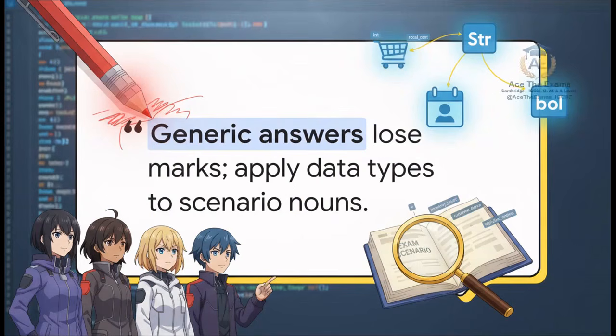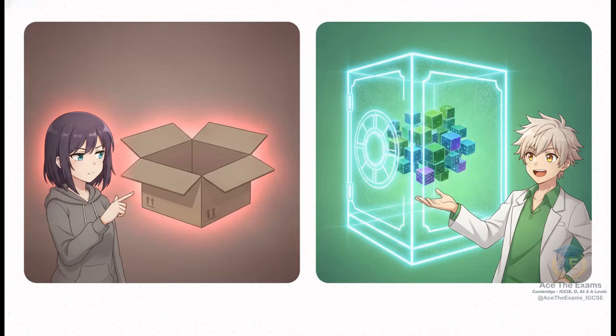Remember that hidden examiner clue I warned you about just a minute ago? Well, here it is, straight from the examiner's red pen feedback. Generic answers lose marks. Always apply data types and scope directly to the scenario nouns. That right there is the secret. You cannot just talk about a variable. You absolutely must tie your reasoning directly to the specific nouns provided in the exam scenario to get those marks. Let's move on and see how this builds a perfect response.